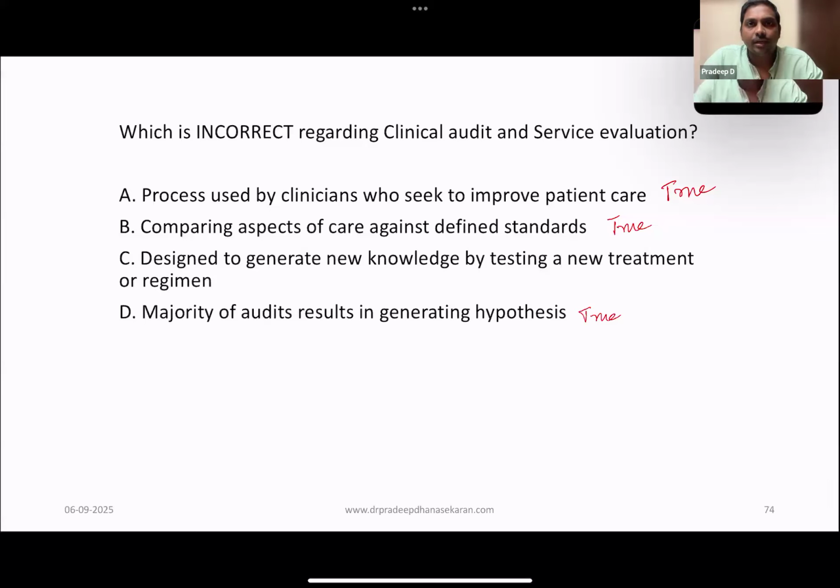At the end of the study, like I'm using this suture material, so I have a lower rate of incisional hernia. So that could be a hypothesis. Will using this suture material, against an already existing suture material, have a reduced rate of incisional hernia? That will be a hypothesis based on the audit. So this is a false statement. This is what an RCT will do.